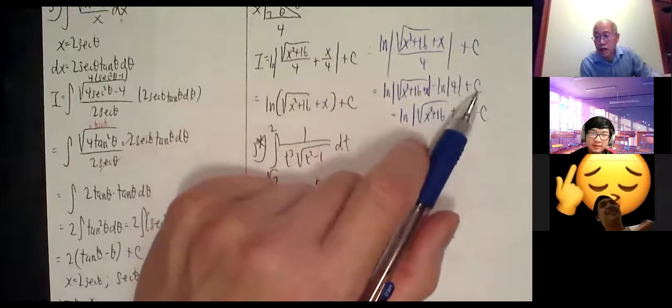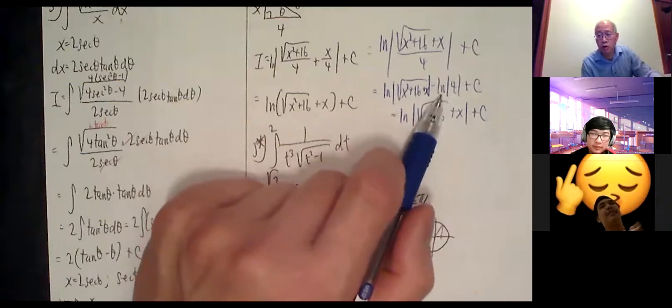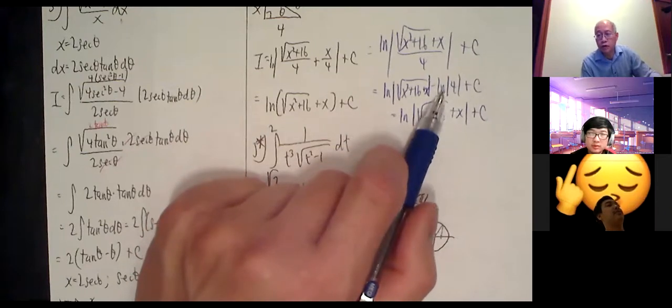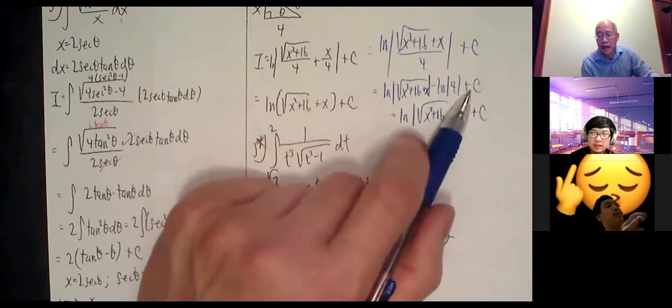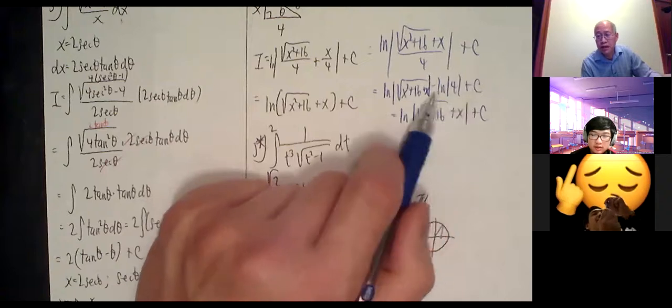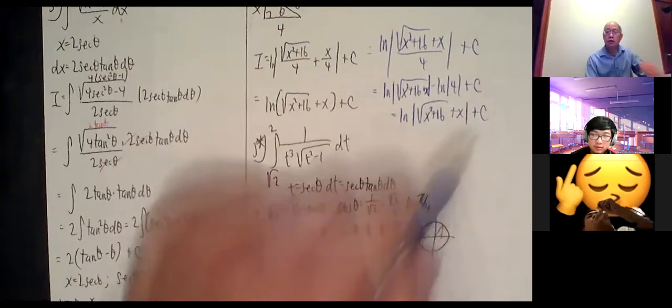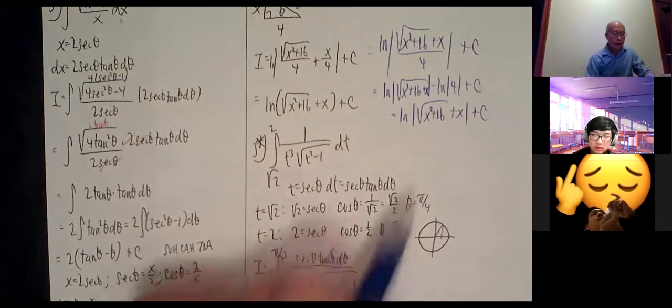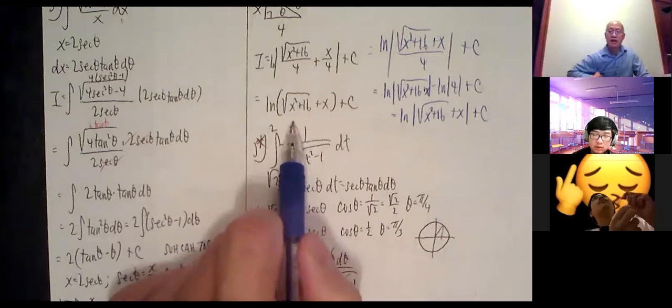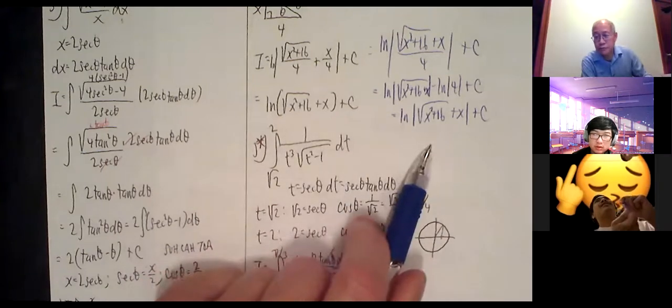Okay, so one more time. C minus ln 4, absolute value 4 is 4, is the same as c. C can be any real number. So c minus ln 4 is also any real number. Okay. Now, how do I go from here to here? It looks like I just dropped the bars.